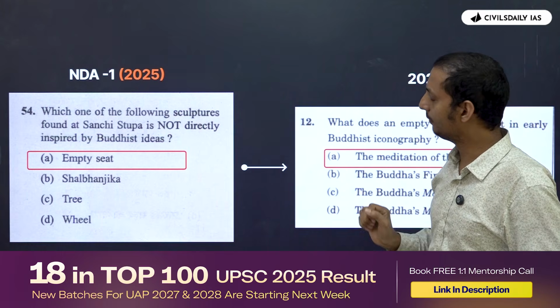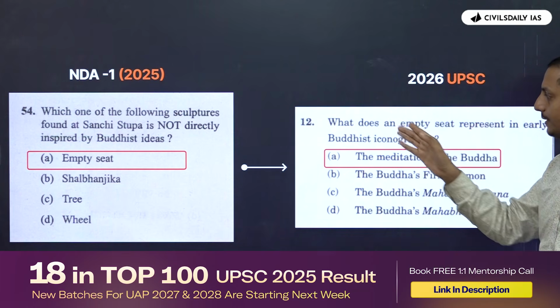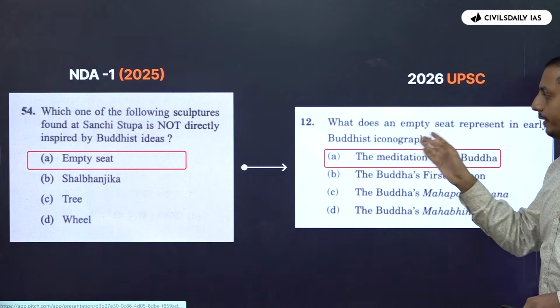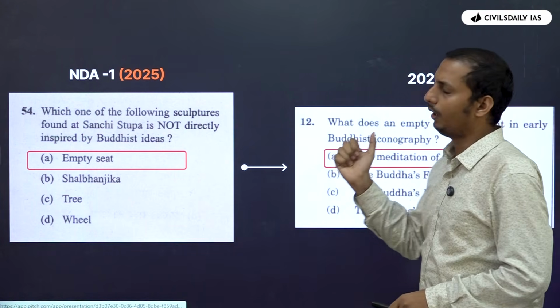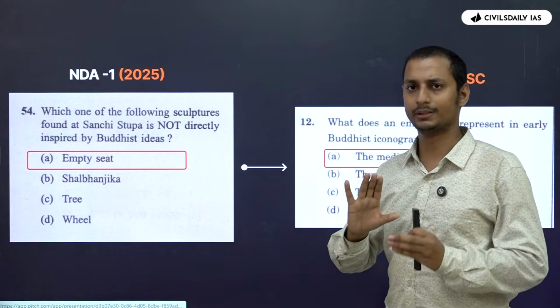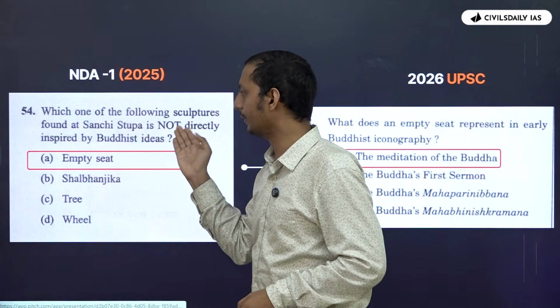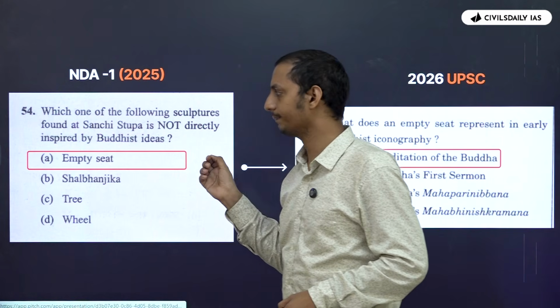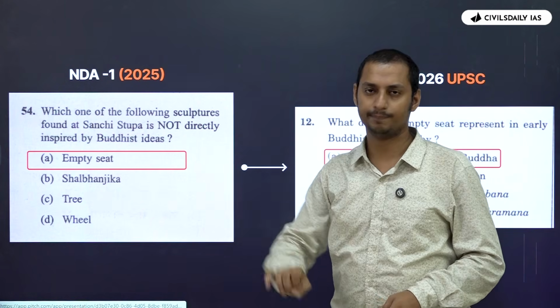Now coming on to the next thing, this was a question from 2026 UPSC, right? We have already discussed the same. What does the empty seat represent in the early Buddhic iconography? And the answer was meditation of the Buddha. Similar question, I would say, but not the direct question. Which one of the following sculptures found at Sanchi Stupa is not directly inspired from the Buddhic ideas? And here they have provided the option as empty seat.